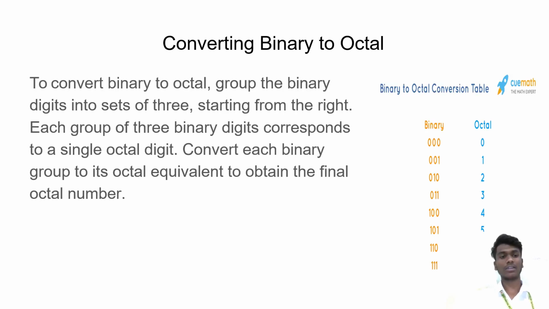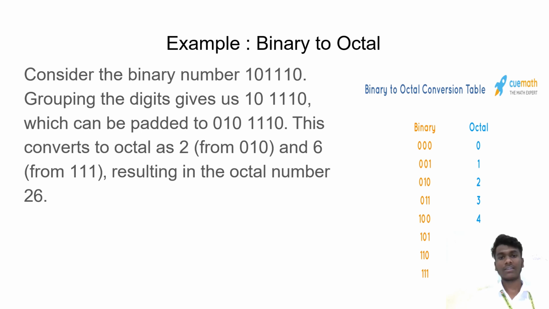Converting binary to octal. To convert binary to octal, group the binary digits into sets of 3, starting from the right. Each group of 3 binary digits corresponds to a single octal digit. Convert each binary group to its octal equivalent to obtain the final octal number. These are the binary numbers. These are the octal numbers. This is an example of binary to octal.